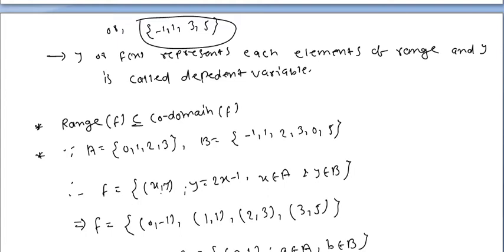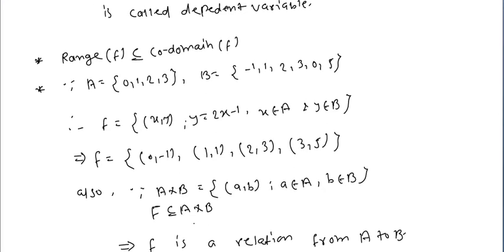f(x) is the collection of all ordered pairs (x, y) such that y has a relation with x, that is, has the rule y = 2x - 1, where x belongs to A and y belongs to B. The ordered pairs are: if you put x = 0, y has the element -1. If you put x = 1, y has element 1. If you put x = 2, y has element 3. And if you put x = 3, y has element 5.